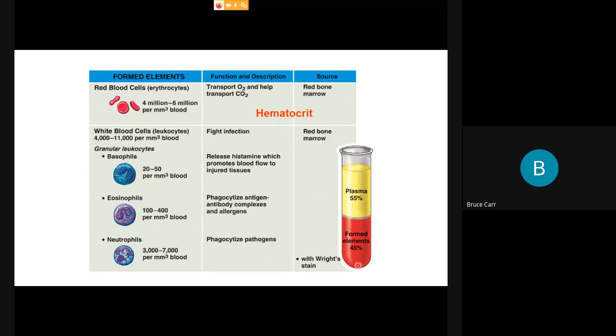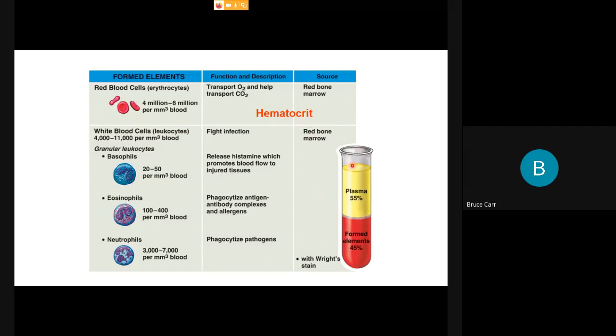45% will be blood cells. 55% will be this kind of yellow colored solution called plasma. This proportion, the proportion of blood cells in whole blood, is called the hematocrit.